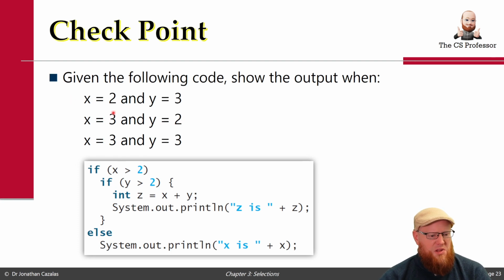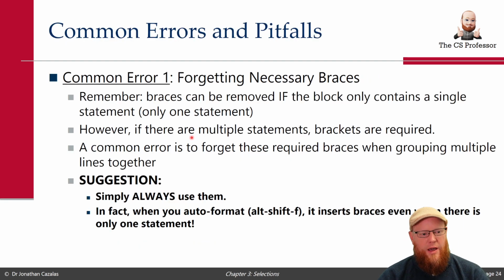I'll do, let's just say we'll start with the first one. X is 2 and y is 3. So if x is 2 and y is 3, we start right here. X is 2. Is 2 greater than 2? Absolutely not. So this initial if statement is false, right? So if this is false, we're not even going to enter into here, and we come to the else and we print the matching else statement. And you should try this as well for x equals 3 and y equals 2, as well as for x equals 3 and y equals 3.